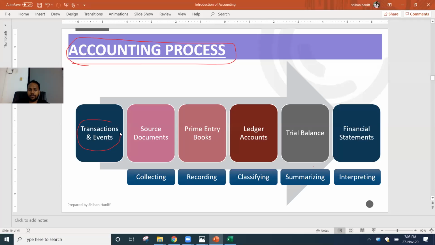So we learned that the input of accounting is transactions and events, and the output of accounting is financial statements. And in between we have the process. So what is the process? Collecting, recording, classifying, summarizing, and interpreting.